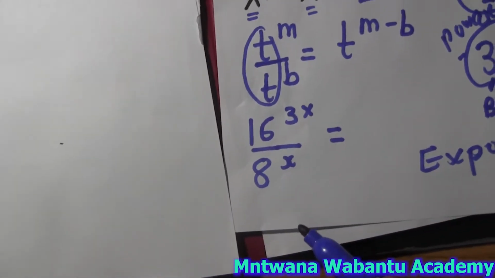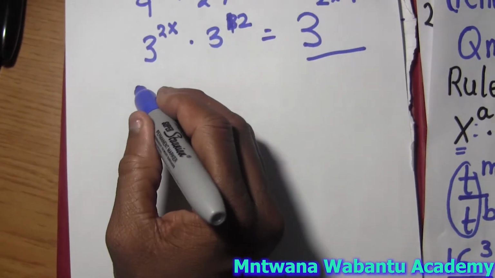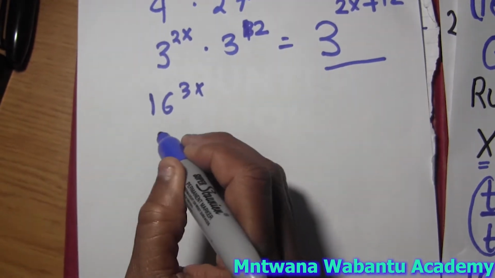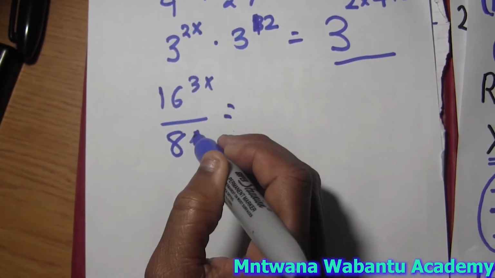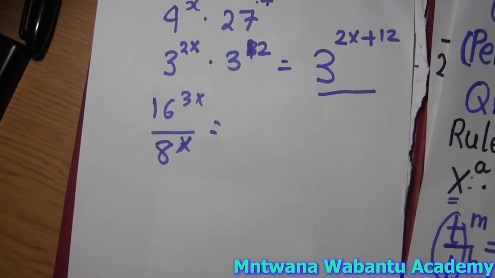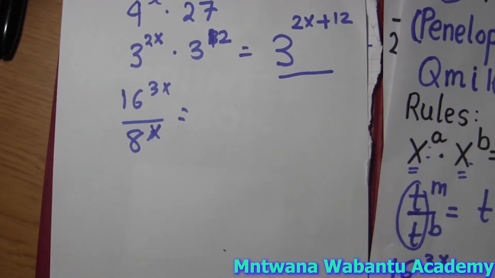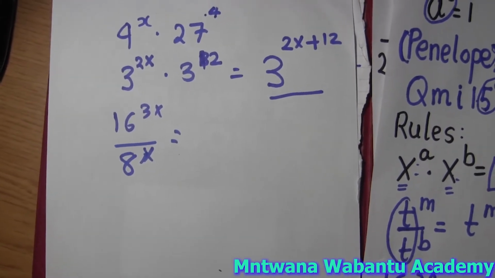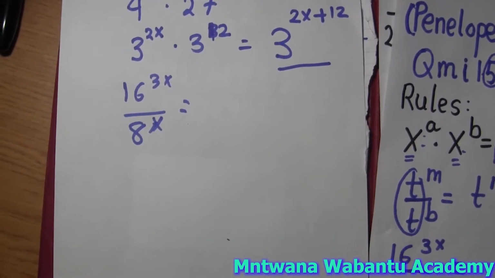So we have 16 power 3x over 8 power x. So you see now the problem is the bases are not the same. If the bases are not the same, the rules cannot be applicable. So now let me break the bases so that they can be the same.